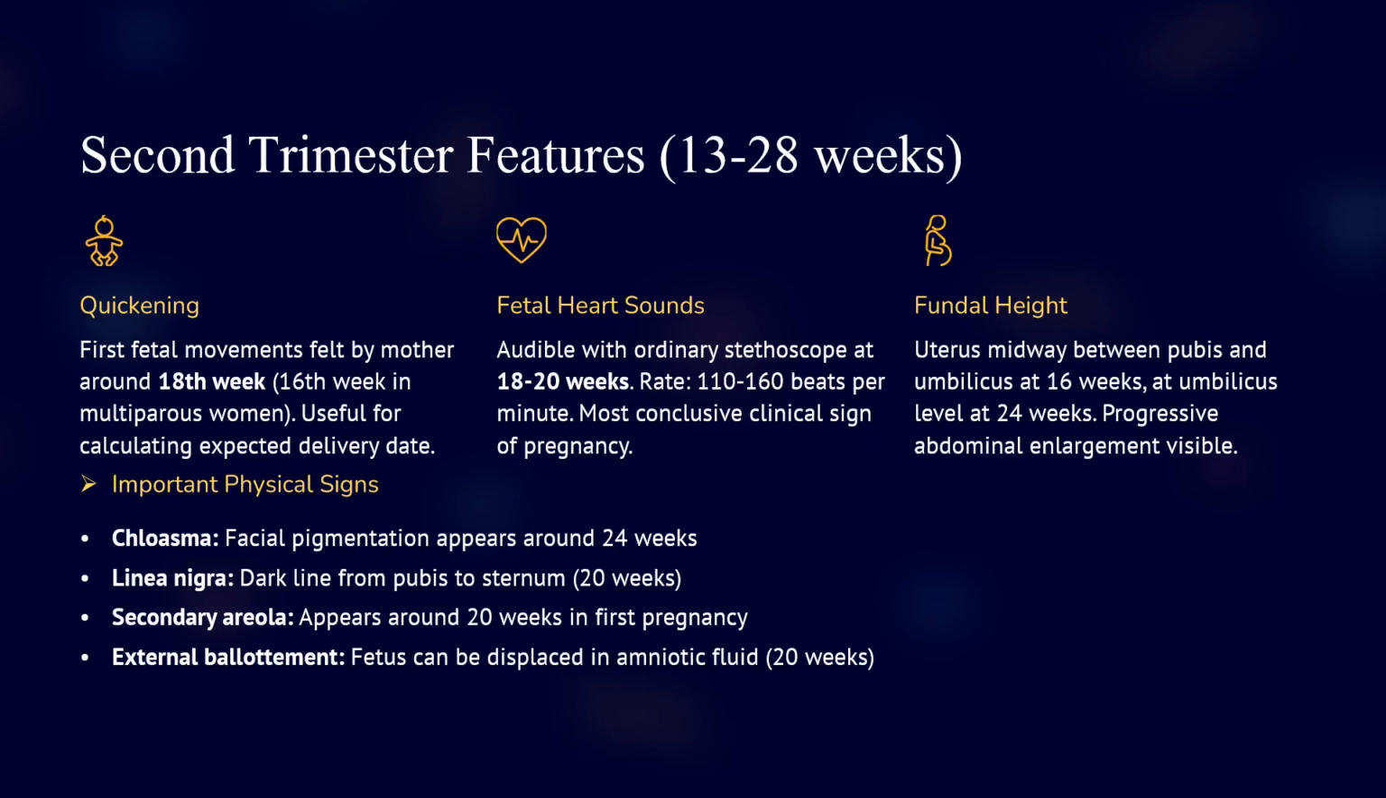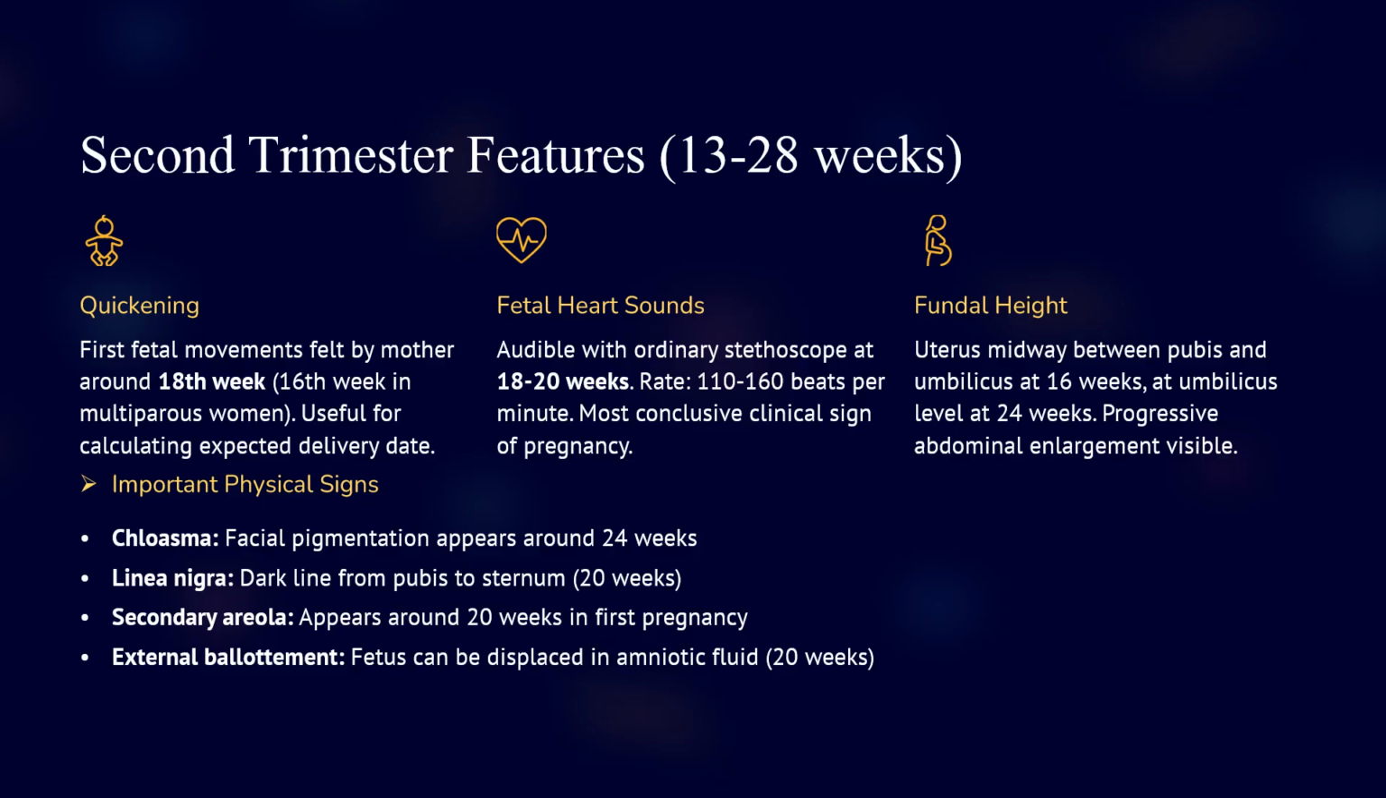And then you have fundal height. So the uterus becomes midway between pubis and umbilicus at 16 weeks. At umbilical level it is 24 weeks, and there is a progression of abdominal enlargement visible.